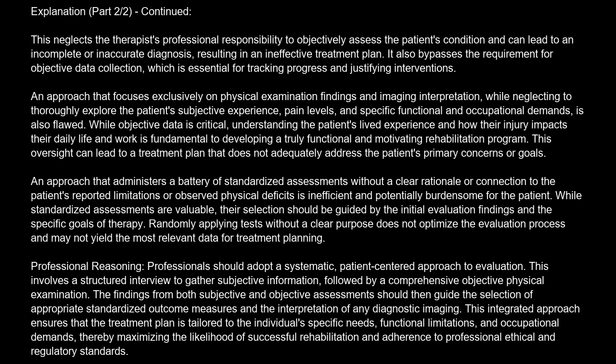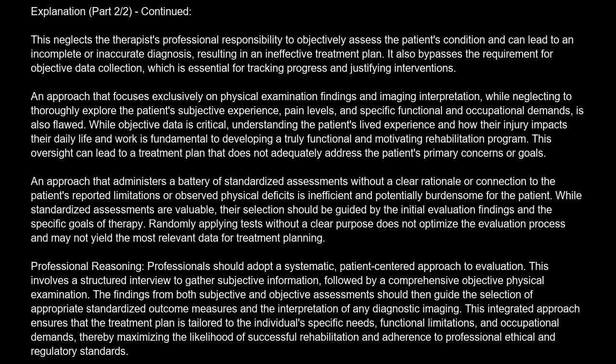An approach that administers a battery of standardized assessments without a clear rationale or connection to the patient's reported limitations or observed physical deficits is inefficient and potentially burdensome for the patient. While standardized assessments are valuable, their selection should be guided by the initial evaluation findings and the specific goals of therapy. Randomly applying tests without a clear purpose does not optimize the evaluation process and may not yield the most relevant data for treatment planning.